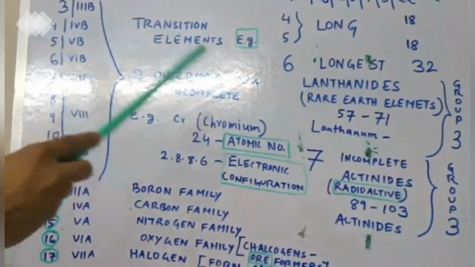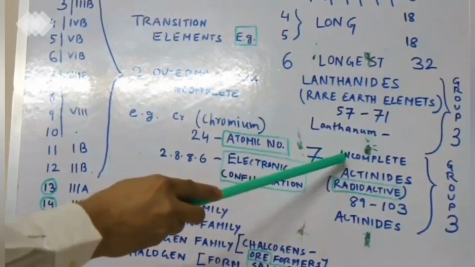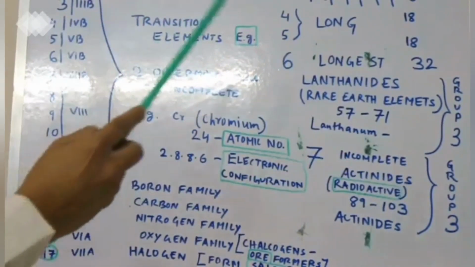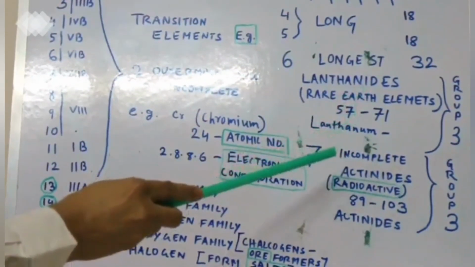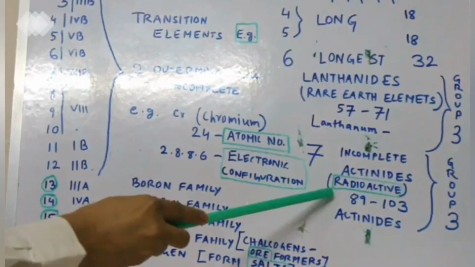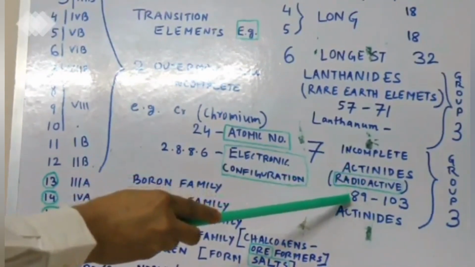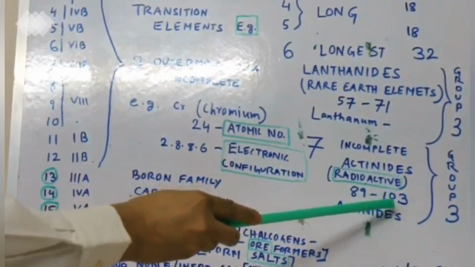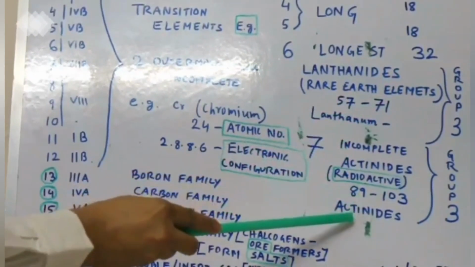And period number 7 is an incomplete period. It consists of actinides. They are basically radioactive elements, starting from atomic number 89 to atomic number 103. Atomic number 89 is actinium.